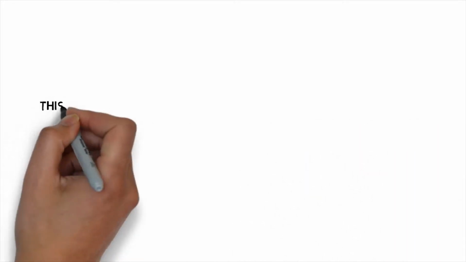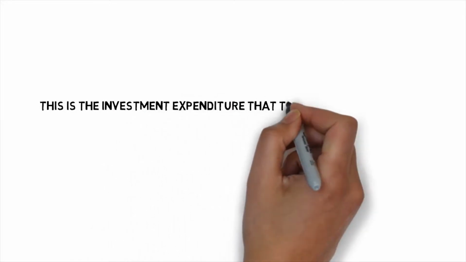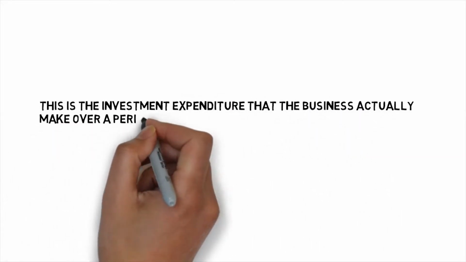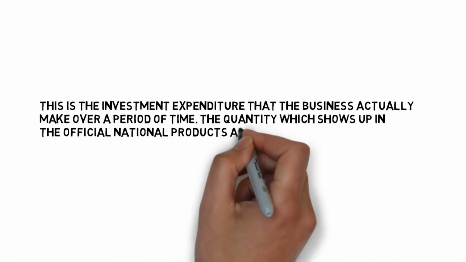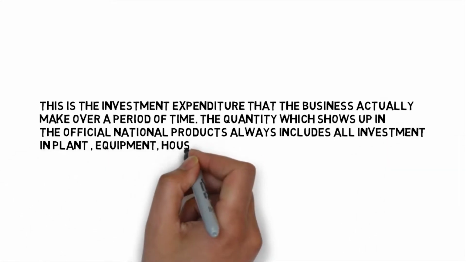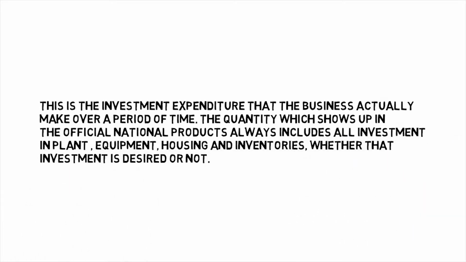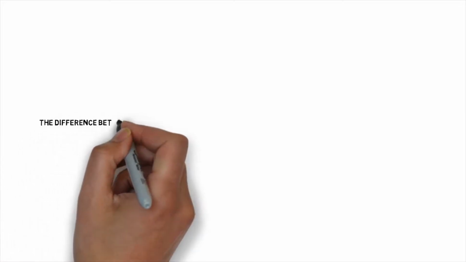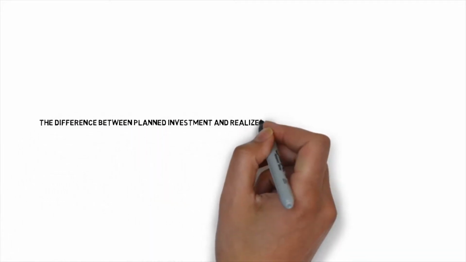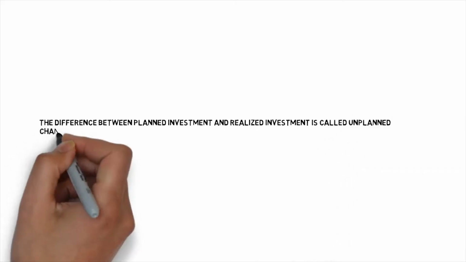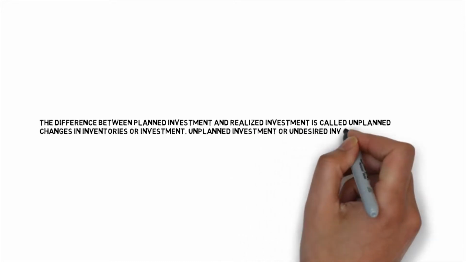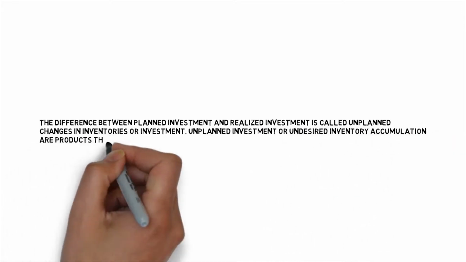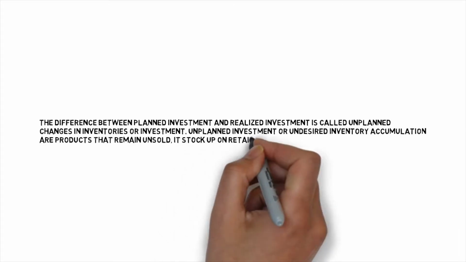It is the investment expenditure that the business actually makes over a period of time. The quantity which shows up in the official national product accounts always includes all investment in plant, equipment, housing, and inventories, whether that investment is desired or not. The difference between planned investment and realized investment is called unplanned change in inventories or investment. Unplanned investment or undesired inventory accumulation are products that remain unsold. They are stocked up on retailers' shelves and in warehouses.